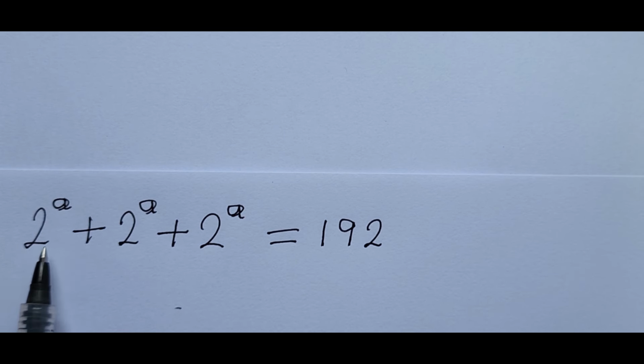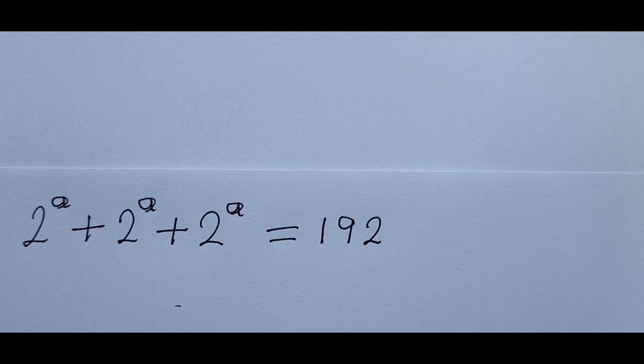Here we have 2 to the power of a plus 2 to the power of a plus 2 to the power of a. What is the value of a here? This is a simple exponential equation that you can solve at a glance. But how do you approach this systematically? Whenever you are given an equation of this kind, this is how you approach them.